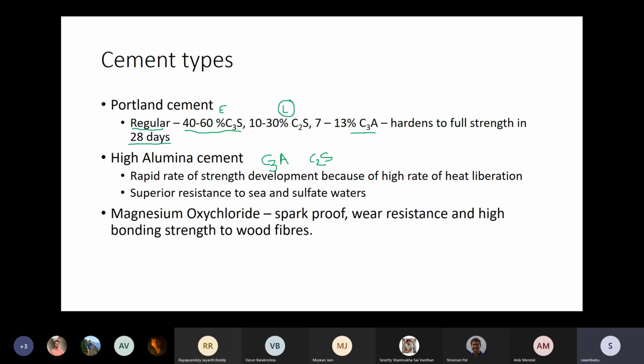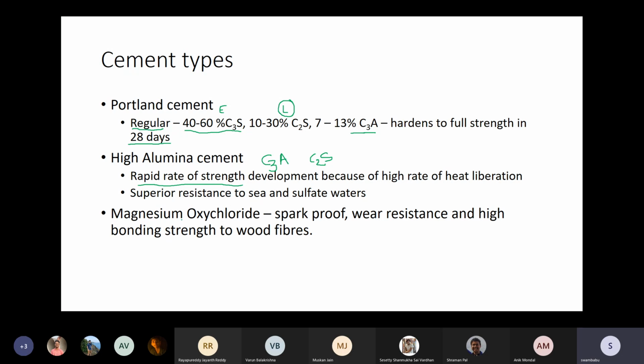This is used for what purpose? If you want to use cement for subsea or underwater construction, they use this high alumina cement because of the rapid rate of strength development. It quickly develops strength and hardens very fast. It doesn't need any time because of the high rate of heat liberation, and also superior resistance to seawater and sulfate waters. So high alumina cement is used for underwater or subsea constructions.